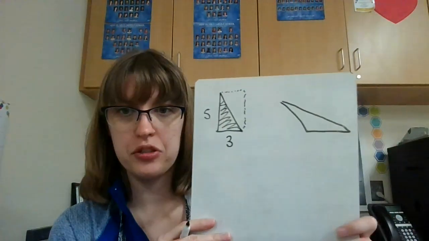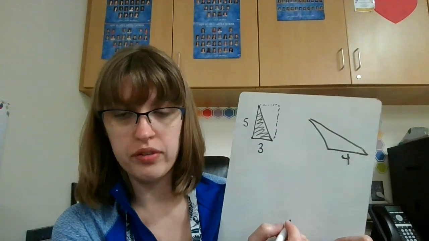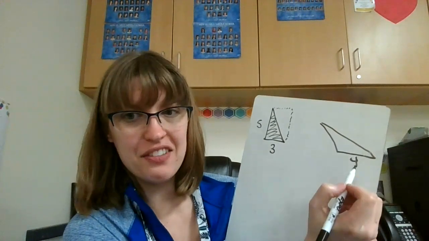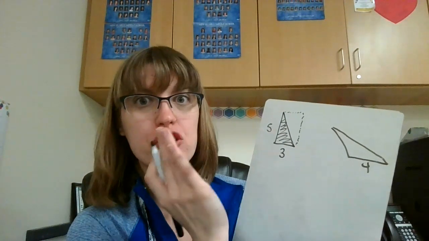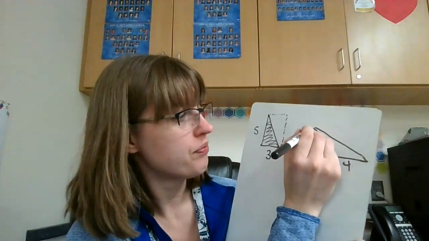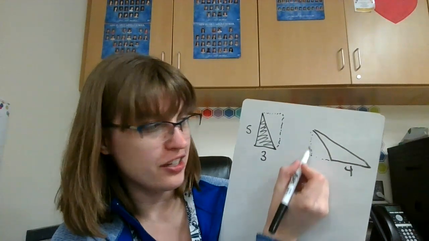But what happens if the triangle looks like this? Let's say my base is 4. What's my height? My height isn't any of the sides because they're all slanted. We need a straight up and down line since my base is straight horizontal. They need to meet at a 90-degree angle. So that's my height right here.